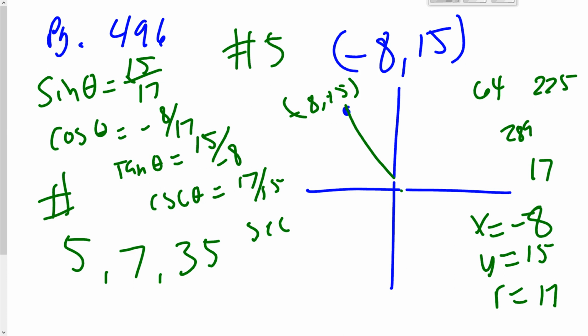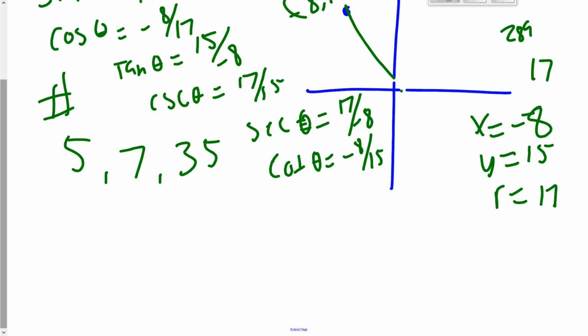Secant of our angle, don't forget your angle in there, is 17 over negative 8. And then cotangent of our angle is negative 8 over 15. Okay, so there's number 5. We can go ahead and look at number 7 now.